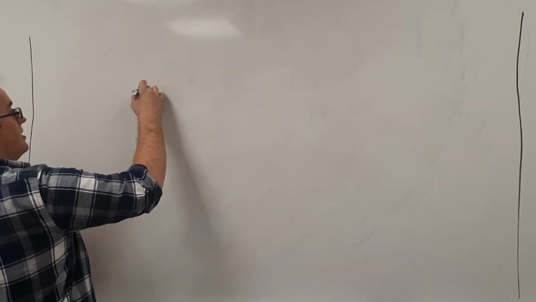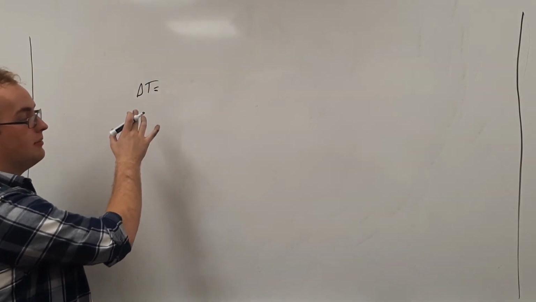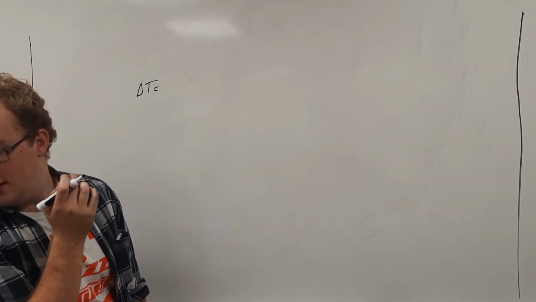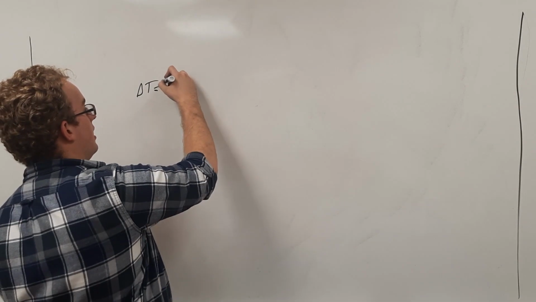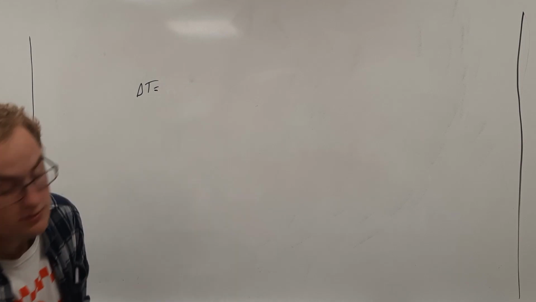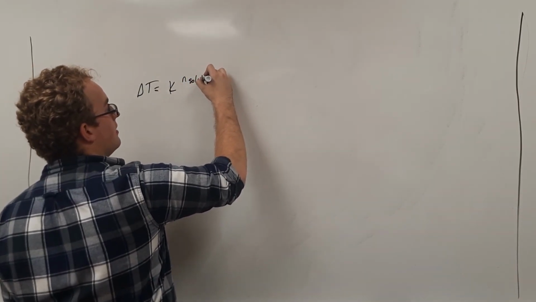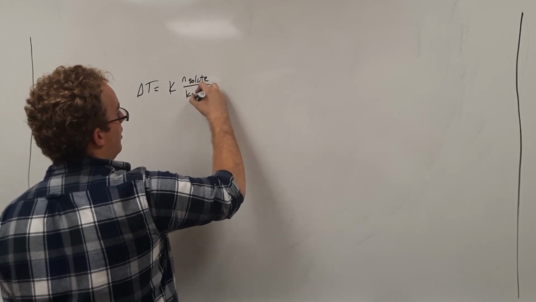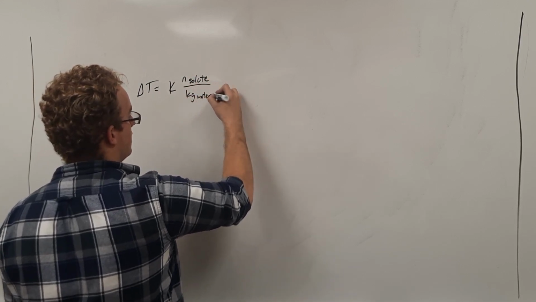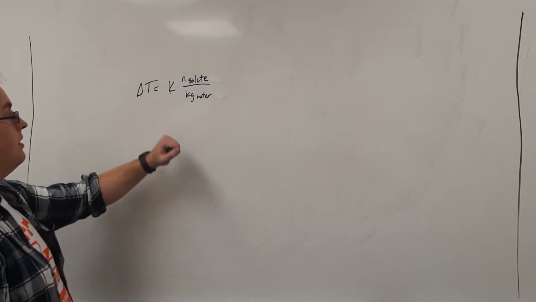This should be on your equations sheet, I believe. Let me find it. Okay, so essentially we have delta T, which is the change in temperature of your boiling or freezing point, equal to your constant, which uses the symbol K, times moles of solute divided by kilograms of water.